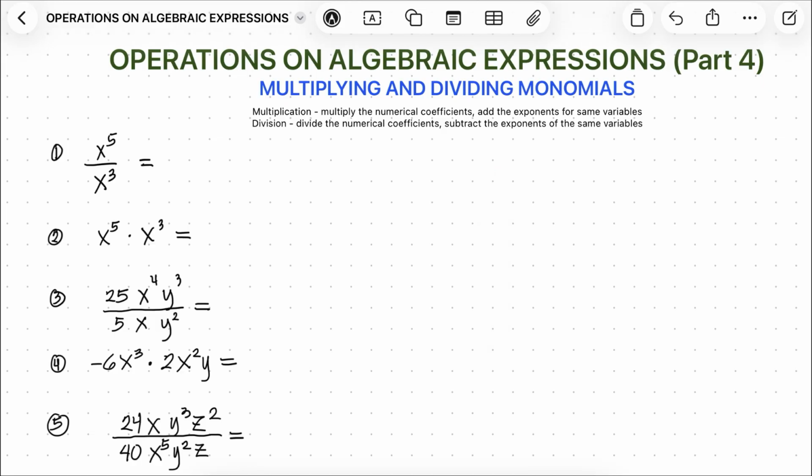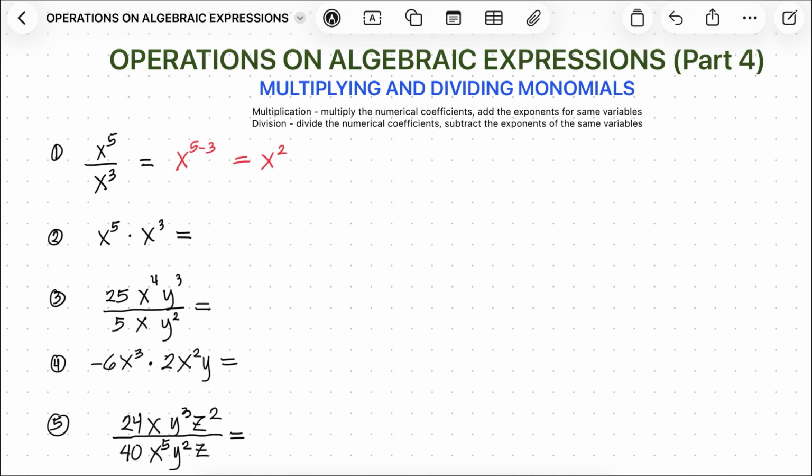So for example, in number 1, x raised to 5 over x raised to 3. So this is an example of division, which is the same as saying x raised to 5 minus 3. Again, it says here, subtract the exponents if you are dividing. So this will be x raised to 2.